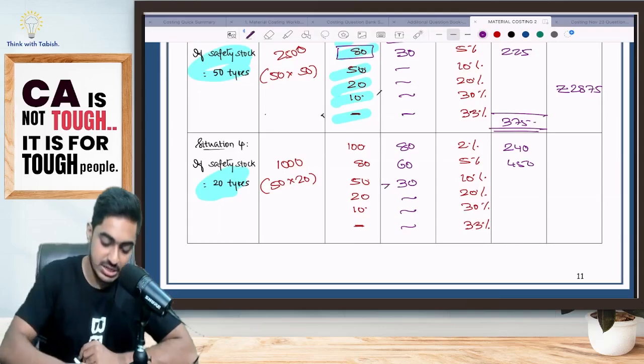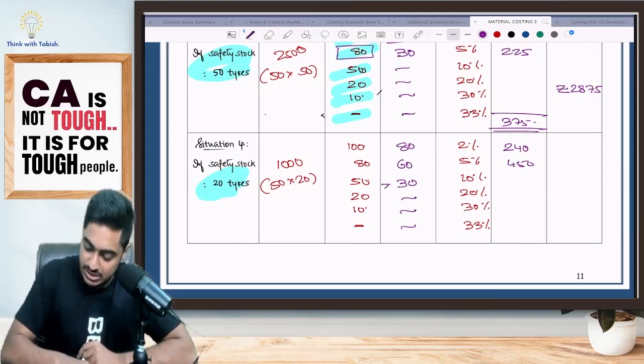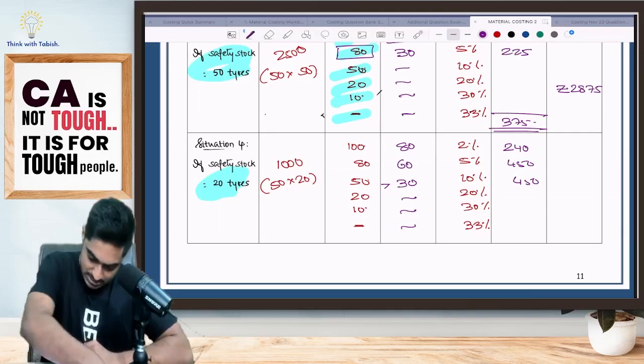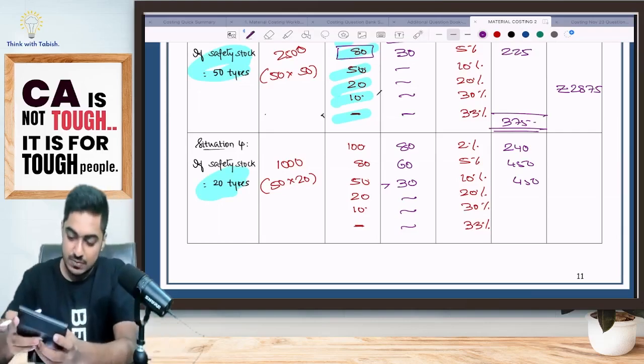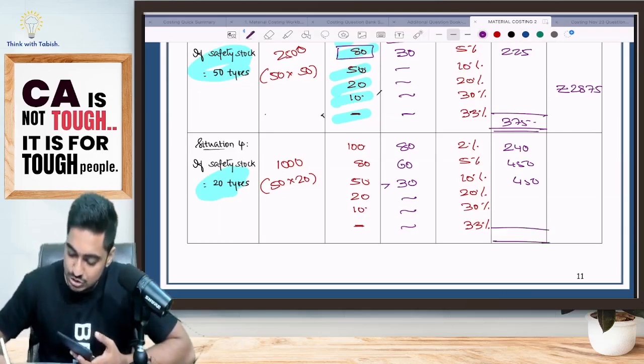Third situation, 30 tires. Yes, 4,500 will be my loss. What is the percentage? Only 10% is there. So 450 is my loss. Yes or no, everyone? Let me just confirm the numbers. 150 into 30 into 0.1. Yes, 450. That means what is the total stock out cost?